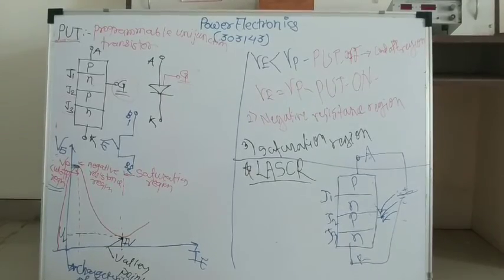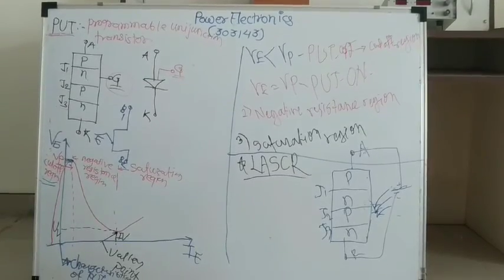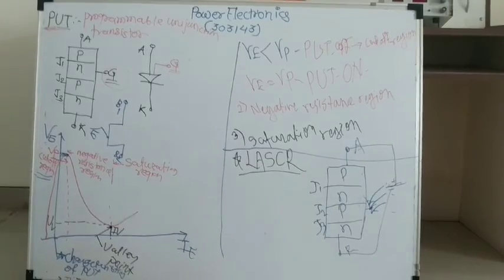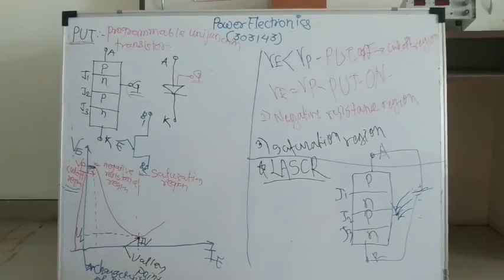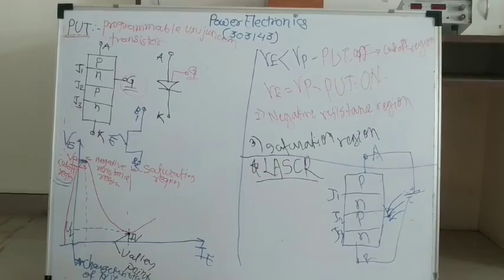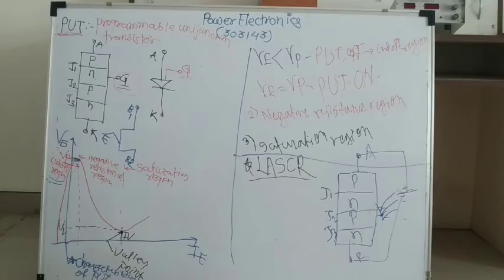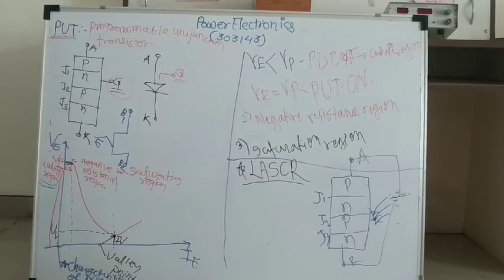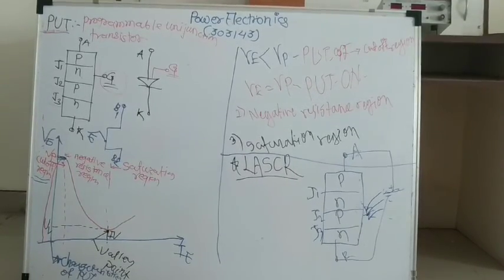Now the next point is applications. UJT is used as a triggering device for the SCR, and also as a triggering device in timers, relaxation oscillators, etc. And PUT is used as a triggering device in timers and relaxation oscillators. The next comparison point is that in UJT programming is not possible, hence flexibility is less, and in PUT programming is possible, hence flexibility is increased. These are the comparison points between UJT and PUT.